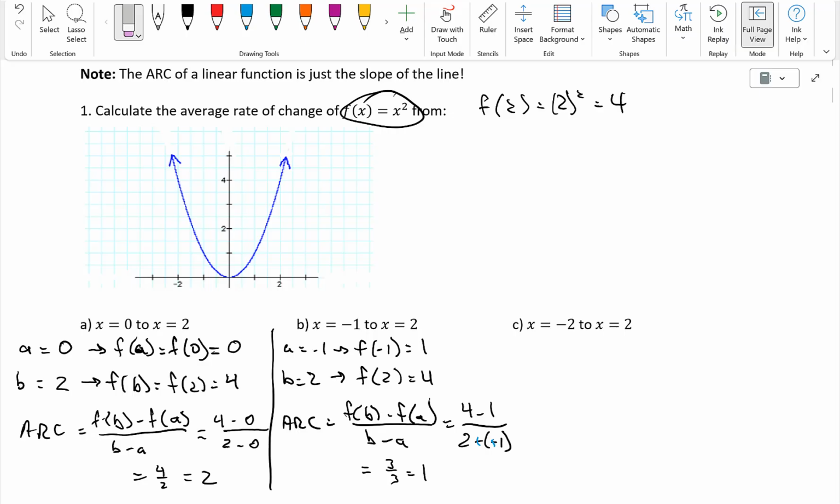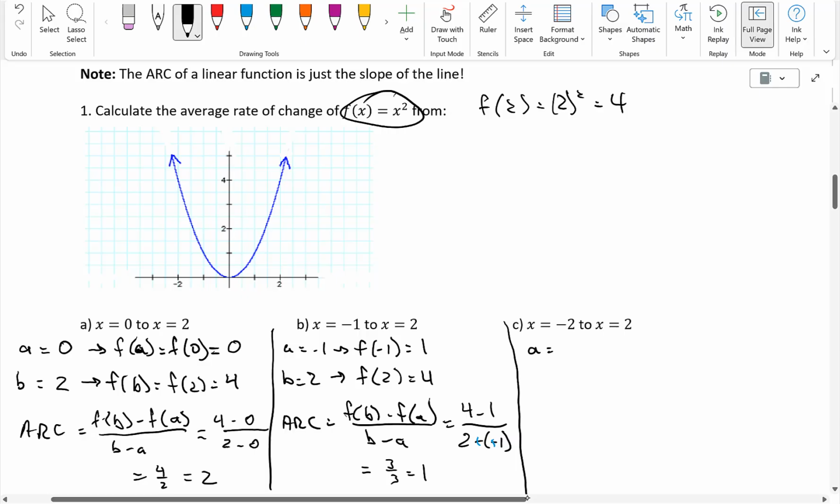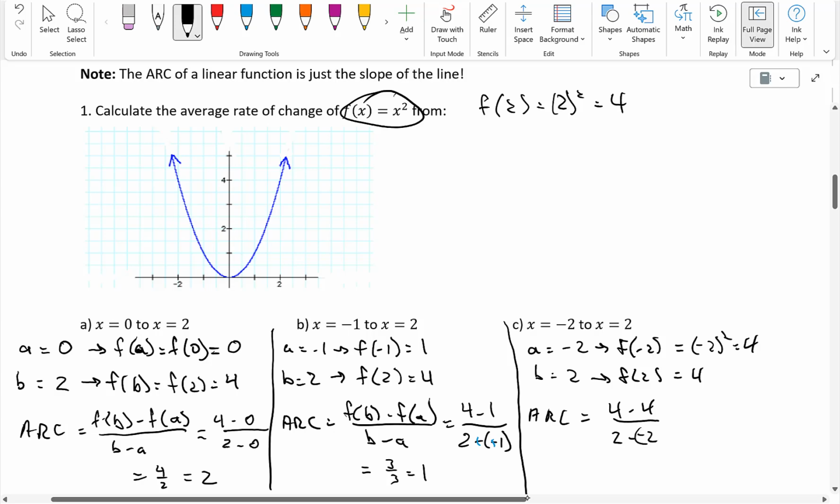And for C, we're going from -2 to 2. You might be able to see what's happening here. If A is -2, our f of -2, or f of A, is -2 squared, or 4. And we already know B as 2 gives us an f of 2 of 4. So our average rate of change there is just 4 minus 4 over 2 minus -2, which becomes, of course, 2 plus 2. So our numerator goes to 0. Our denominator is a 4, and 0 divided into 4 pieces is still 0.